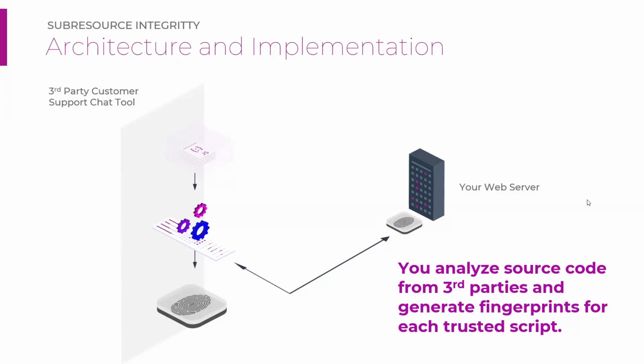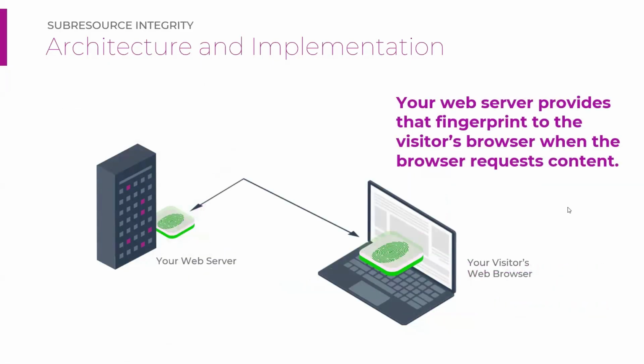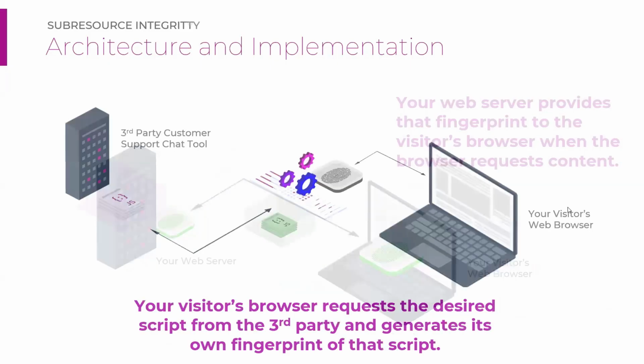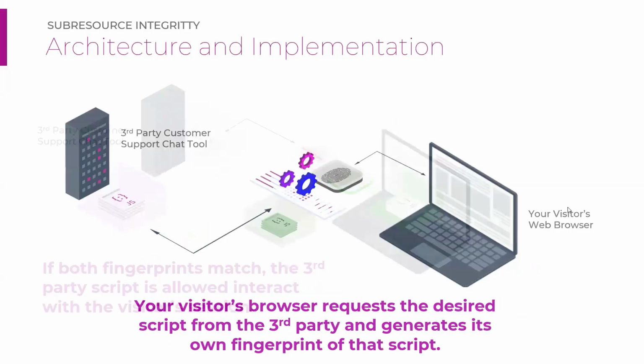Okay. On the SRI side of things, it's a little bit different. What we're looking to do is basically say, okay, I'm going to take all the code from my third parties, and I'm going to generate fingerprints, right, for each trusted script. I'm going to hash them, right? And so then in the case of the visitor, your server is going to provide the fingerprint to the visitor's browser when the browser requests the content, and your visitor's browser is going to get the script, and it's going to generate its own fingerprint.